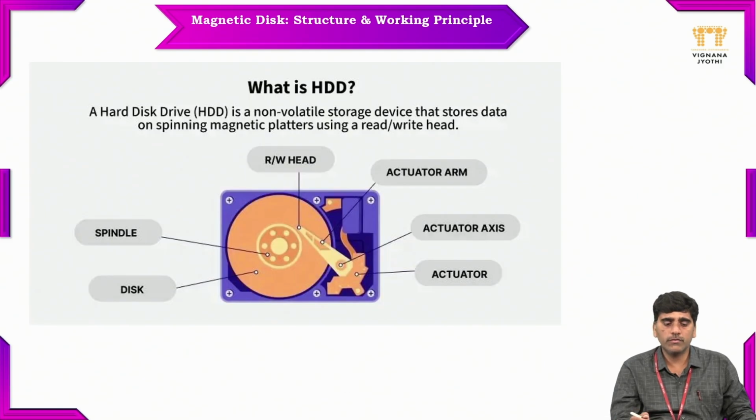The hard disk drive is a non-volatile storage device that stores data on spinning magnetic platters using a read or write head. How is it working? Based on this definition, it is a non-volatile device which stores data on spinning magnetic platters using a read or write head, which we will discuss in the next slides.